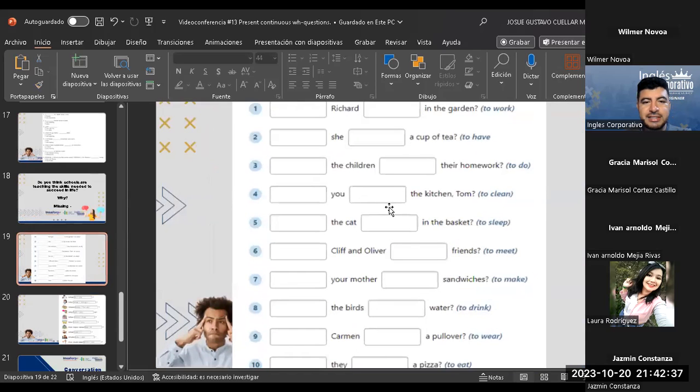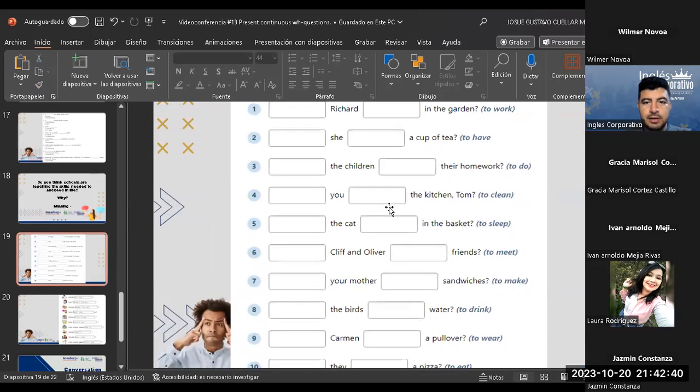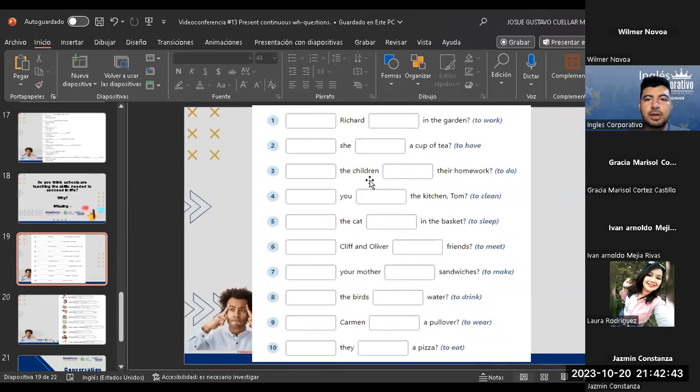Look at this, here we have 10 sentences. Vean esto, y eso quiero que me pongan atención. Hay algo que se le llama infinitivo. Los infinitivos son los verbos que no están conjugados. Antes, cuando se utilizaba el diccionario, siempre aparecía esto: to work, to have, to do. El to no significa nada, simplemente da a entender que el verbo no está conjugado. Así que la palabra to la vamos a ignorar. No existe to, ¿ok? Solo vamos a utilizar drink, wear, y así sucesivamente.